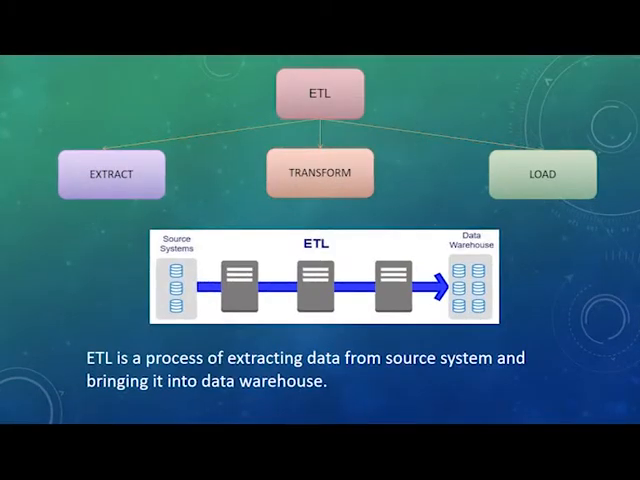ETL has 3 phases, which are extraction, transformation, and loading. ETL is a process of extracting data from a source system and bringing it into a data warehouse. In this process, an ETL tool extracts the data from different RDBMS source systems, then transforms the data, like applying calculation and concatenation, and then loads the data into the data warehouse system.